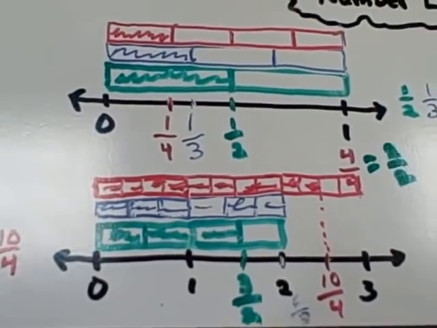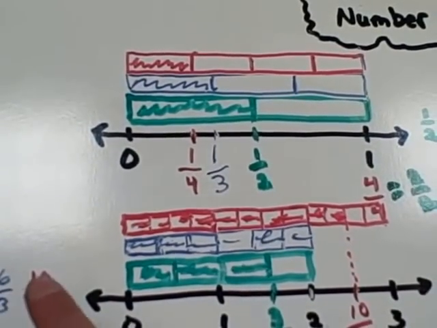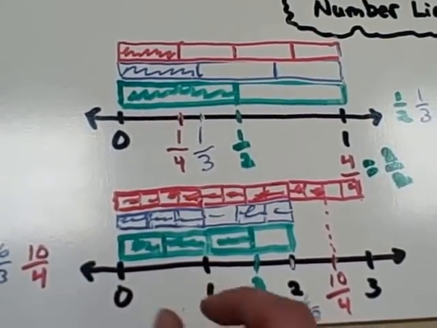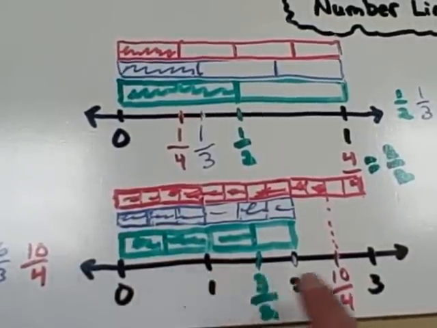So as you can see, sometimes when you're looking at fractions, when the numerator is greater than the denominator, you know that it's greater than a whole. And in that case, on a number line, those fractions are going to be greater than 1. I hope that helps.